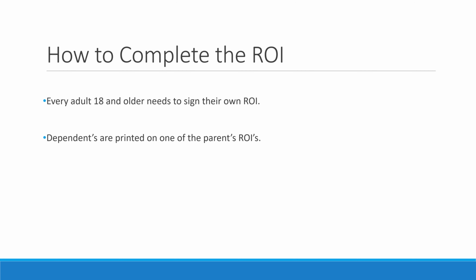And every adult 18 or older needs to sign their own ROI. So if you're filling out an ROI with a family with 2 parents and 2 dependents, then each parent would need to fill out their own ROI, and the dependents' names will be printed on one of those parents' ROIs.